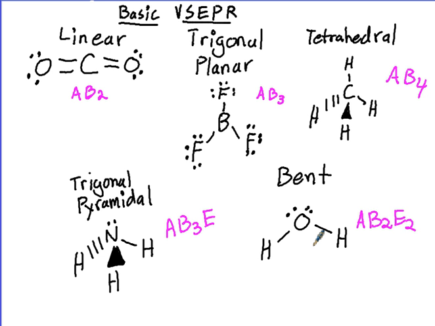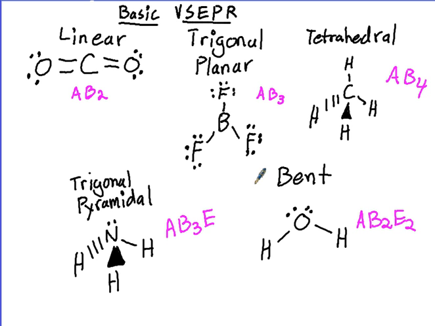So linear is the most basic type, like CO2, carbon dioxide, which is a linear molecule. What's going on here is that the carbon is acting like the A and the oxygens are acting like the B's. Over here with trigonal planar, you have the boron acting like A, and boron likes to form 3 bonds. It likes to only have 6 valence electrons around it. And then the fluorines are acting like the B's.